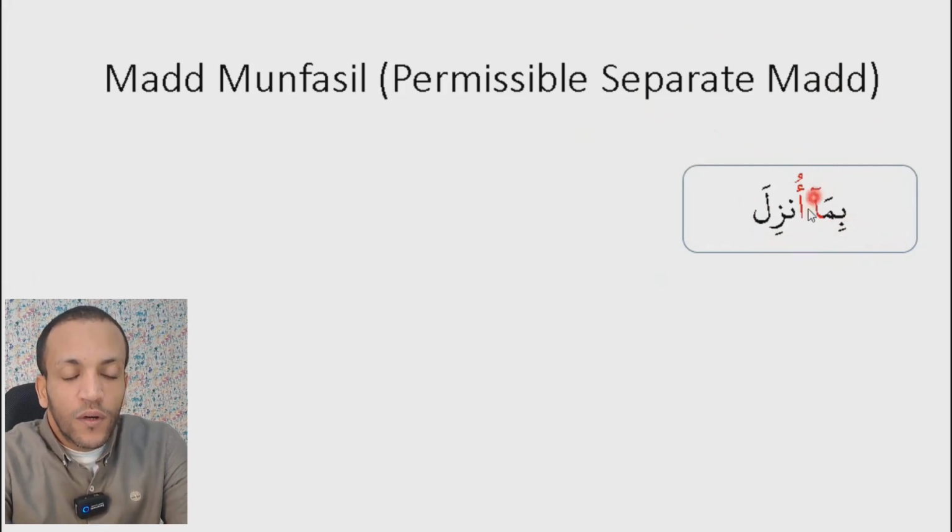The first word has the letter Alif at the end. The letter Alif has the sign of the long Mad. The second word here begins with the letter Hamza, and the letter Hamza has a vowel. So this is called Mad Munfasil.